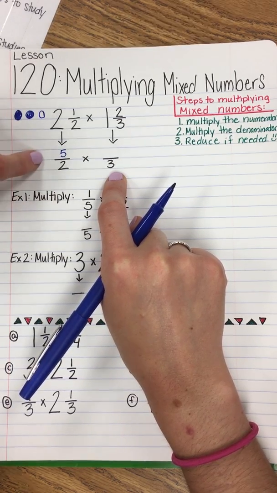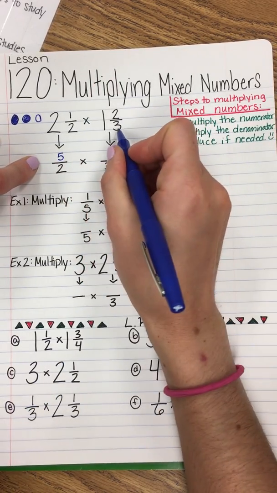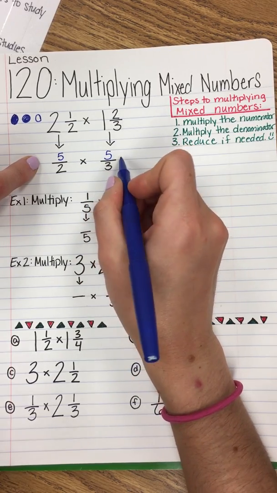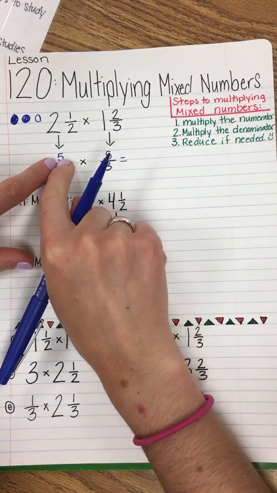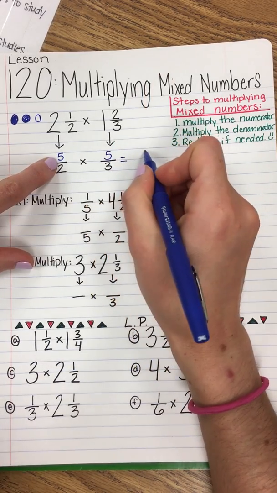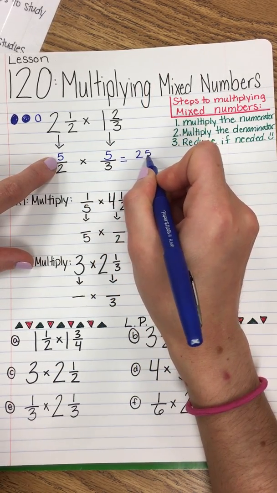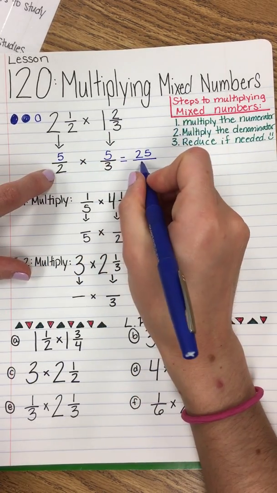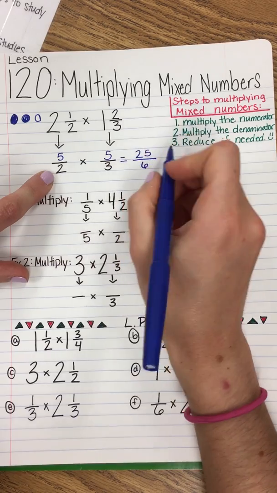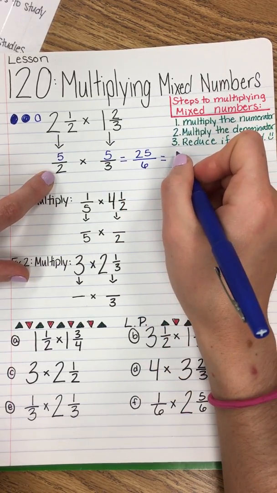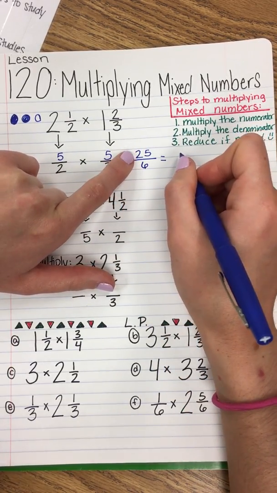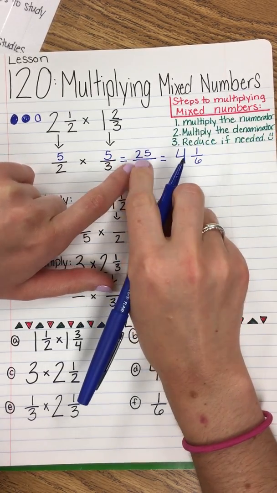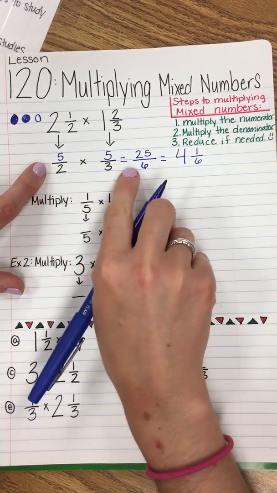And so you're going to have 5 halves times 3 times 1 plus 2, 5 thirds, okay? Then what you're going to do is multiply the numerators. 5 times 5 is 25. Then multiply the denominators. 2 times 3 is 6. Then change it back to a mixed number, okay? So 6 can go into 25 4 times with 1 left over. And your denominator stays, well, it doesn't stay the same.